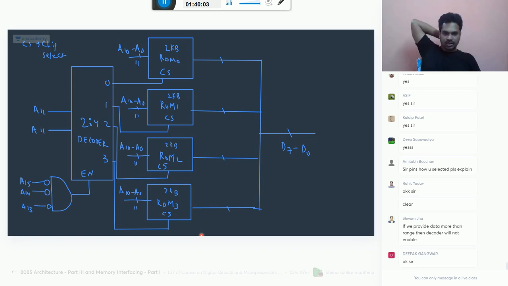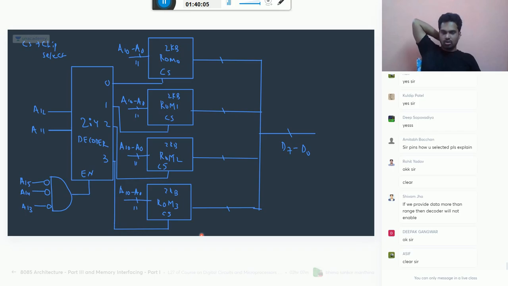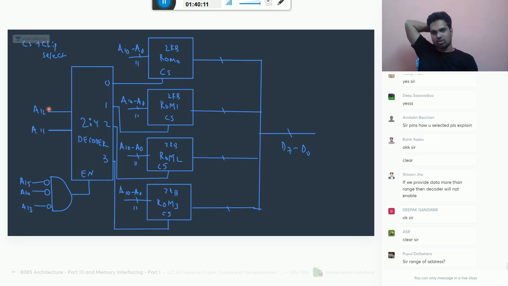A15 to A0 is our address pins. Clear? Good. So if you see here, 00 is the first chip, 01 means the second chip, 10 the next chip, and 11 the last chip. If you want the range, it is a simple thing.